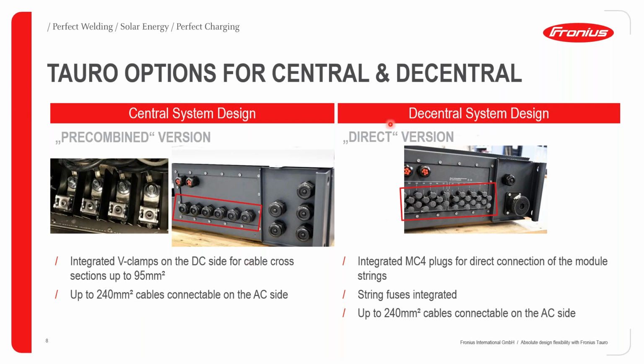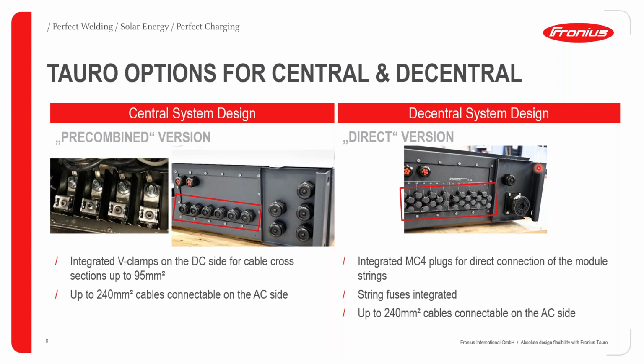Yeah, and the opposite, the direct version, looks like this from the bottom. On the DC side, we can clearly see MC4 plugs for the direct connection of the module strings, and also on the AC side, here we would see a different AC option. So this would be a multi-core option, but nevertheless, it's also the AC side, and behind this cover, we would again see these same big AC clamps, V-clamps, sorry, which allow us to connect up to 240 square millimeter of AC cable.